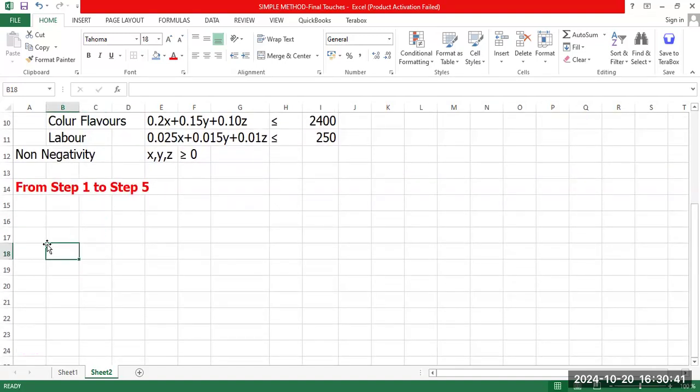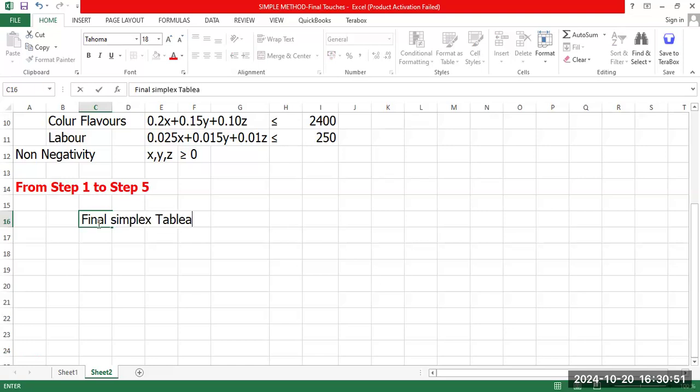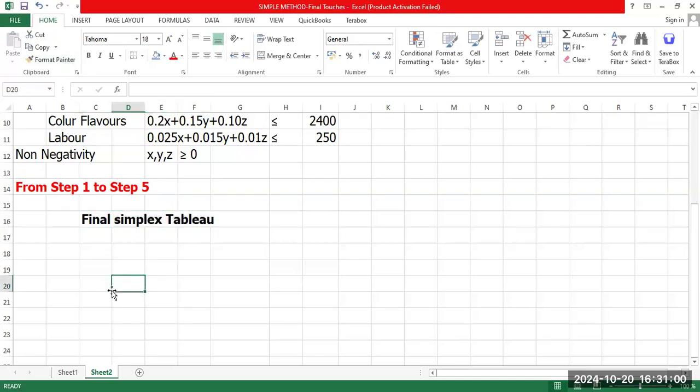But what I want to talk about is the final tableau. The final tableau will look like this, just the final simplex tableau. After solving, I want to see whether you will get it right. Let me give you the final simplex tableau to mark yourself. The final simplex tableau will look like this.